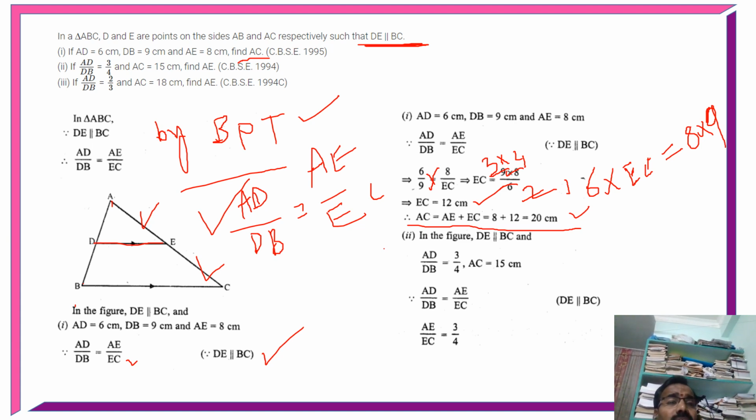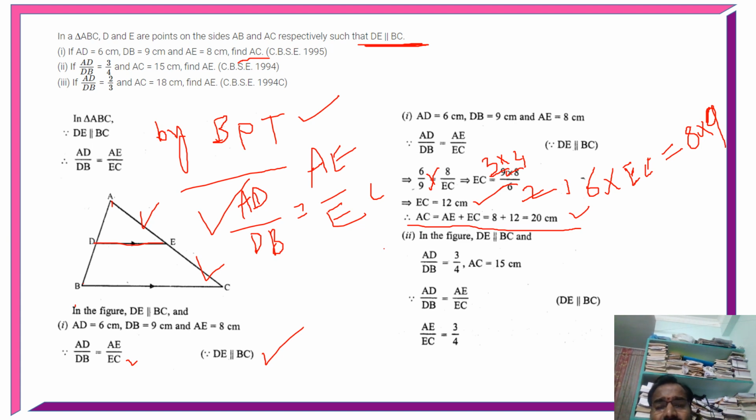Again, similarly, the second question is given. If AD by DB equals 3 by 4, AC equals 15 centimeters, find AE. We need to find AE. Here, AD by DB is given, AC is given. We need to find EC. Simple, students, we can do it in a simple way. Just now I said one result.